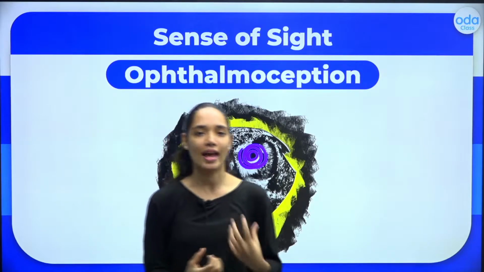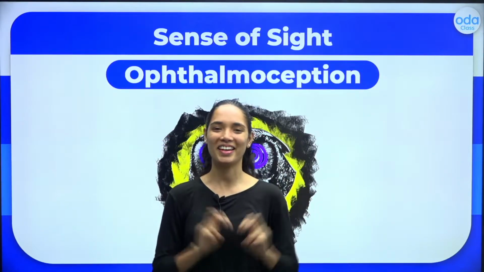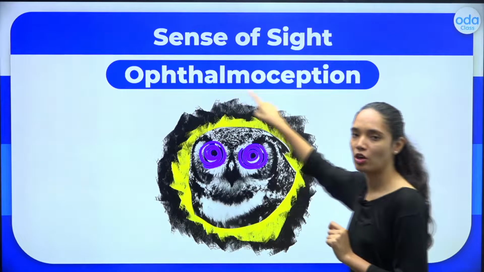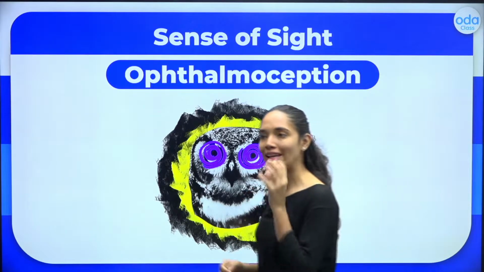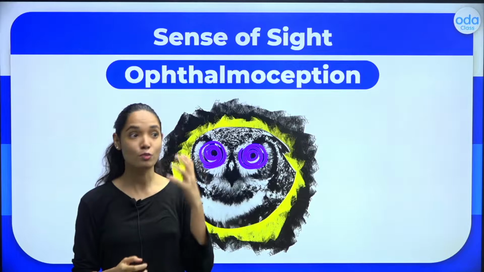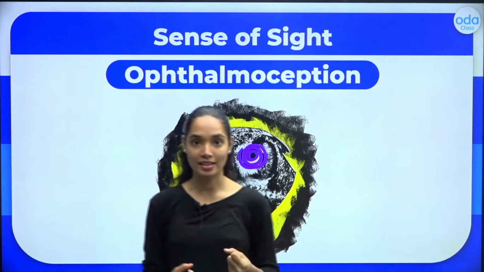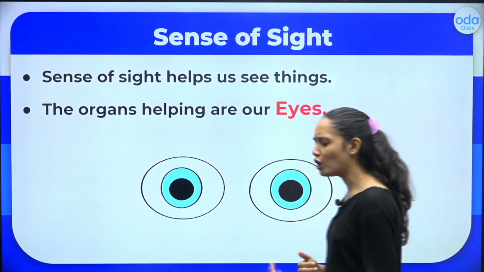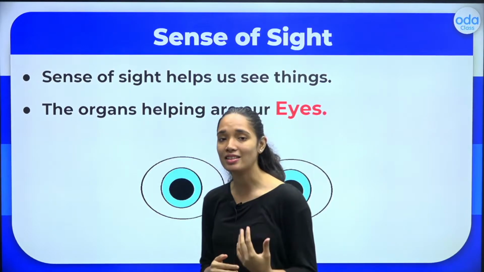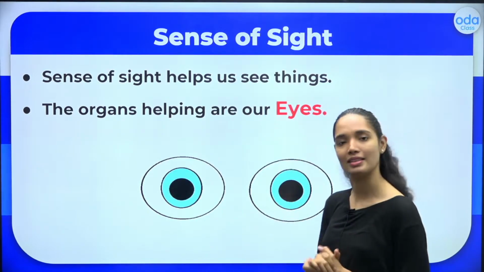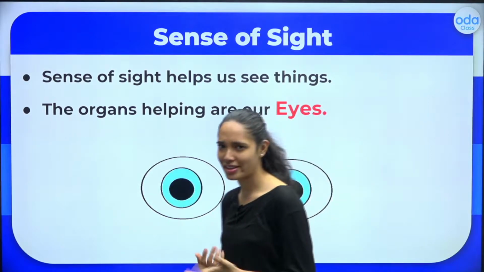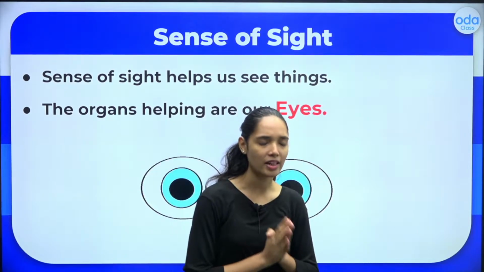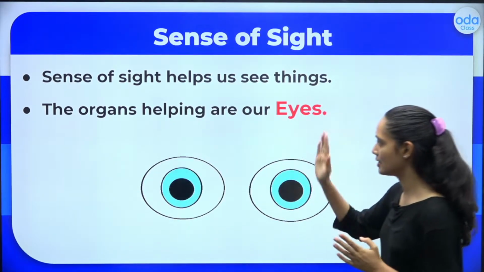Students, in the doctor's language, we often call sense of sight ophthalmoception. So ophthalmoception is the ability of our eyes to perceive things, to see things. That is known as ophthalmoception. All of us know, my dear students, that sense of sight helps us to see things, isn't it? Very, very easy. We know this from class 1 that sense of sight helps us to see things and the organs that help us to see are our eyes.